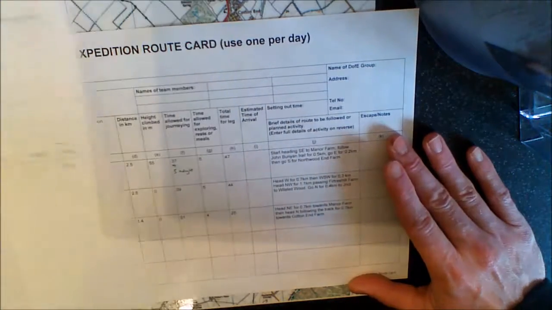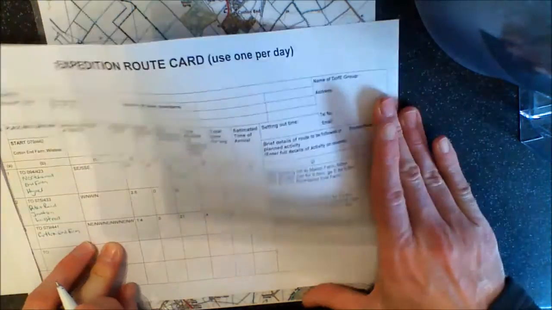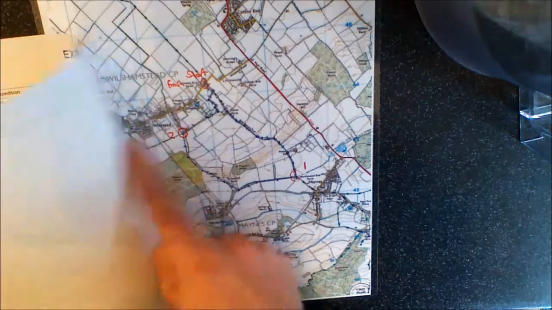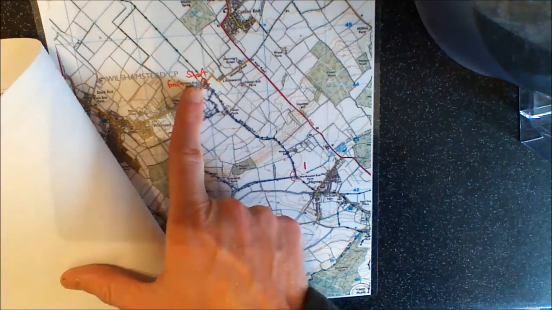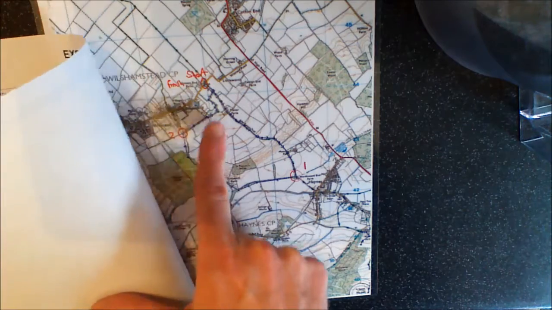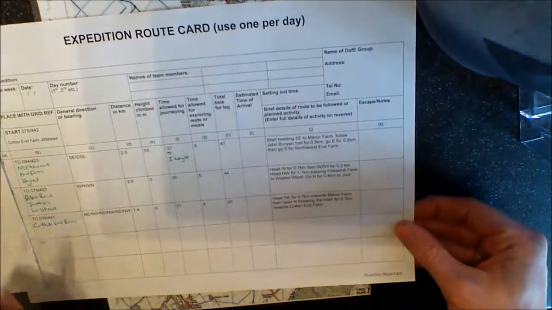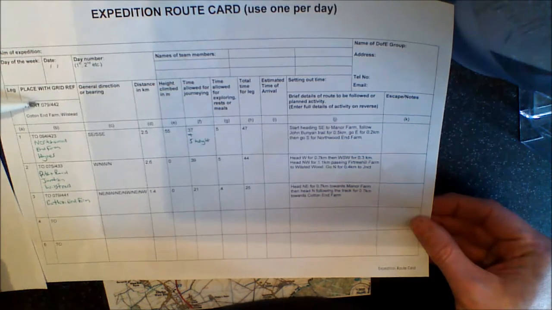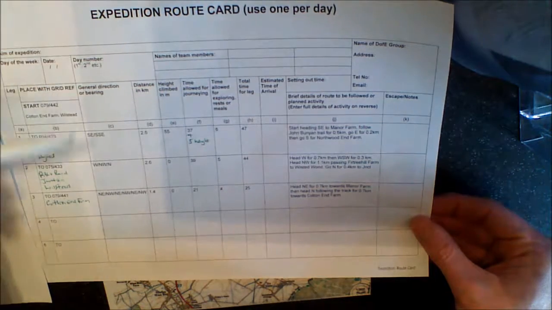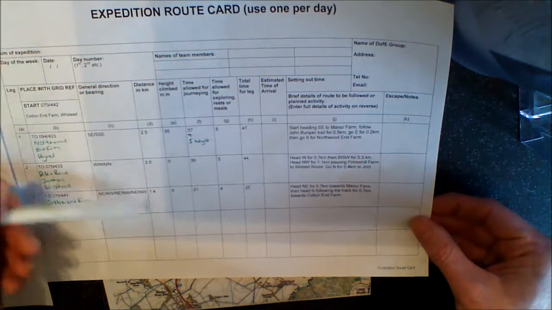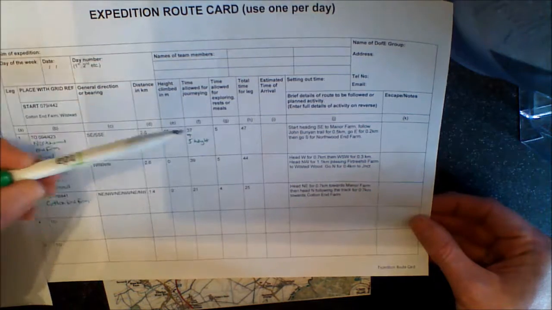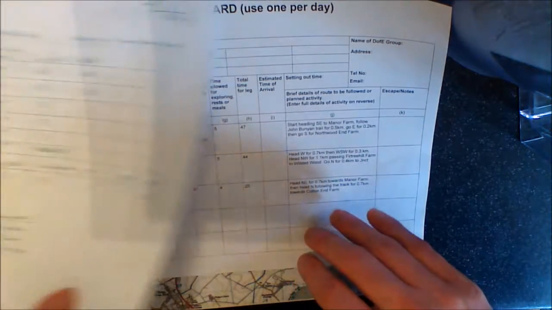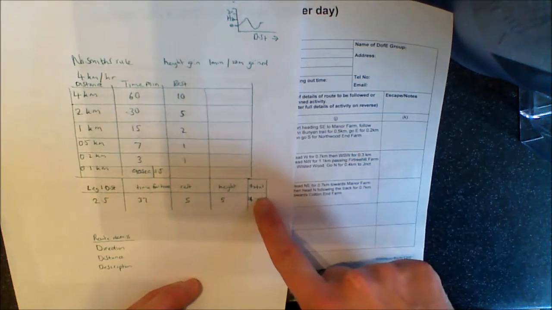Okay, final section of our route card then. So we're back here on our Wilstead route. We're starting at Cotton End Farm, and we've broken our route down into 3 different legs. What we've done so far is we've worked out our leg descriptions, our leg details of place and grid reference, and we've noted them in. We've done our general bearings, our distances, our height climbed, and therefore we've been able to calculate using Naismith's rule how long it would take to travel leg 1 of this route.